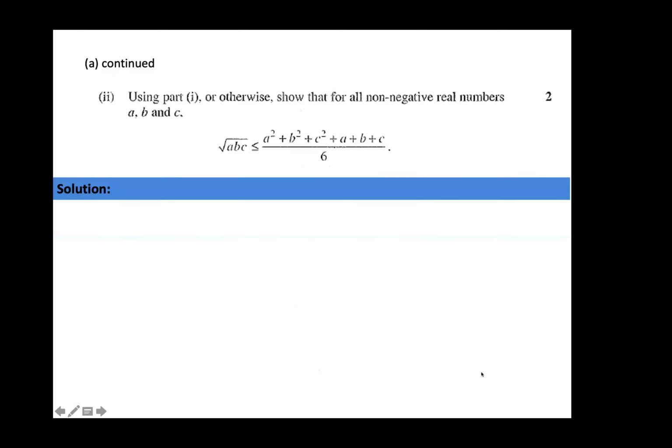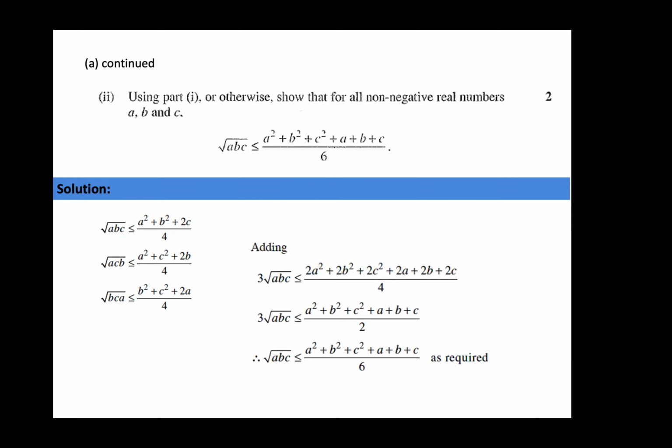Part 2 says using part 1 or otherwise. So the hint is using part 1. In using part 1, we can also see by rearranging that the square root of ABC is less than or equal to (a squared plus b squared plus 2c) over 4, then the square root of ACB is less than or equal to (a squared plus c squared plus 2b) over 4, and so forth.